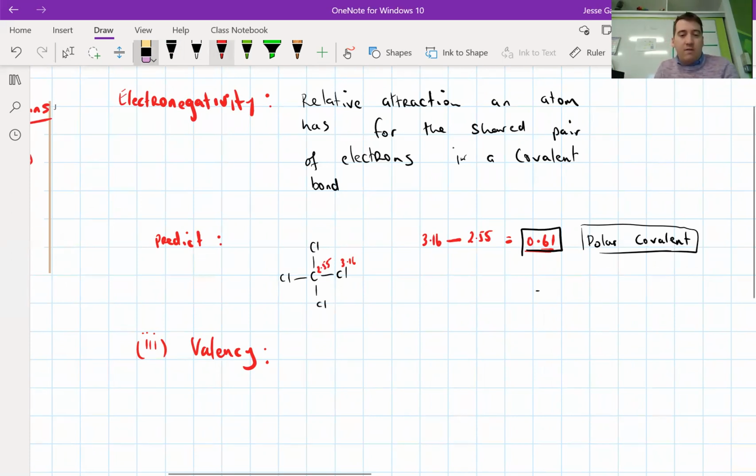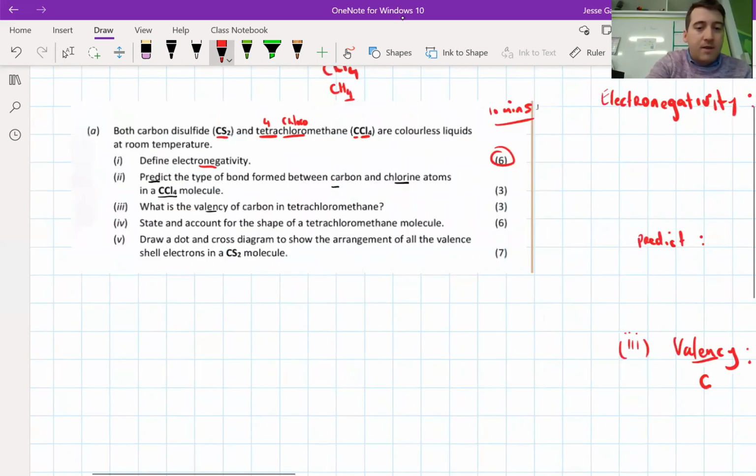Okay, so it's the valency of carbon in this molecule. Again, if you didn't get this yet, pause the video, write it down. All right, so carbon has made 1, 2, 3, 4 bonds. So in this molecule here, the valency of carbon is 4. Okay, so that's the valency of carbon. The correct answer is 4 there. Right, next bit. That was nice and easy.